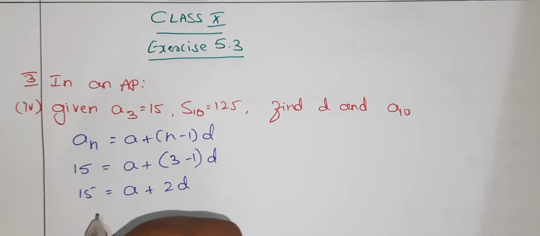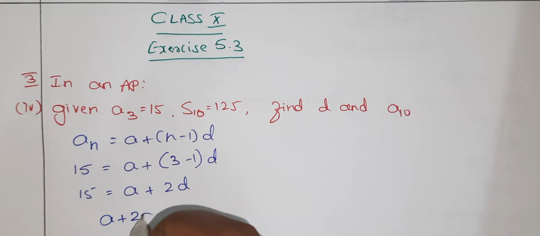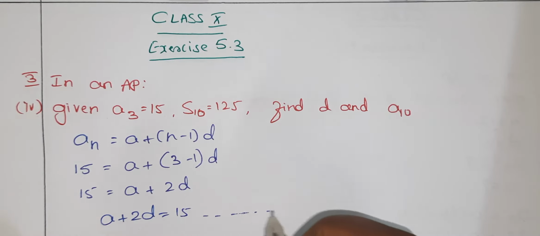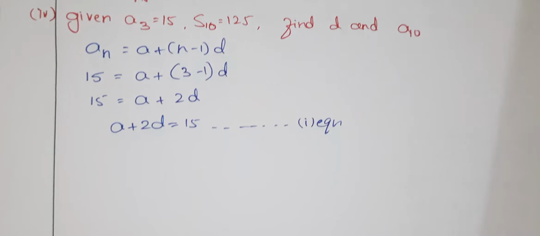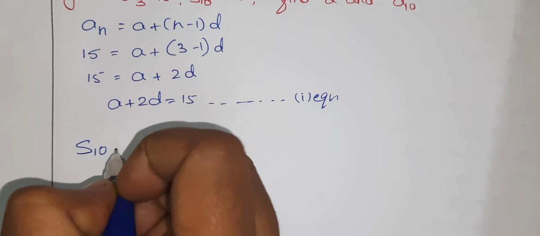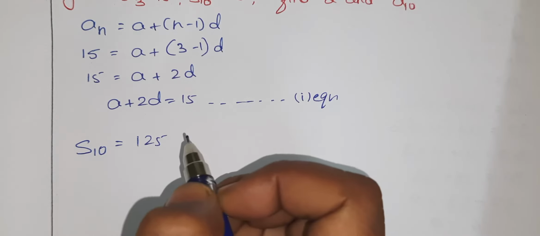And let us make some rearrangement. a plus 2d equals 15, and consider this as our first equation. And now S10 is given as 125.